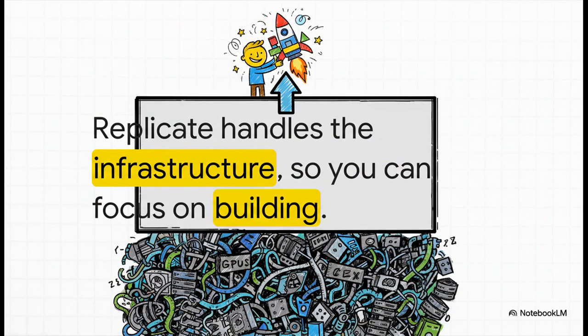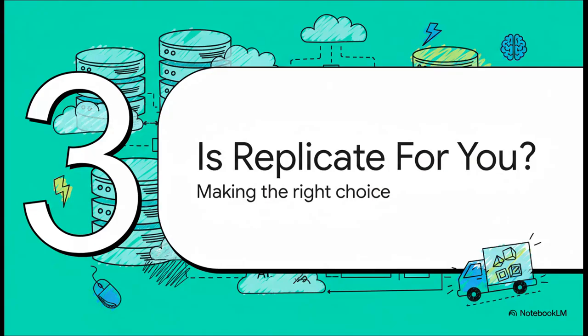So look, the bottom line is this. Replicate's entire reason to exist is to just pull away all that complicated infrastructure stuff. They're the ones handling the GPUs, the dependencies, the scaling, all the maintenance, so that you can get back to doing what you actually want to do, which is building cool things with AI. Okay, this all sounds amazing, right? But is it the perfect choice for every single project out there? The answer, of course, is no. So let's get practical for a minute and figure out the exact scenarios where Replicate just totally shines, and maybe where you might want to look at something else.